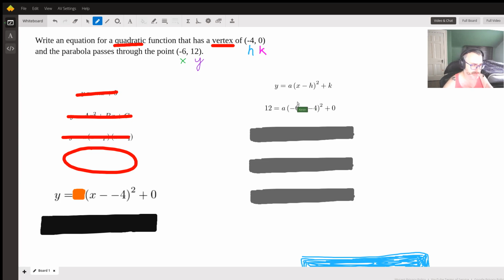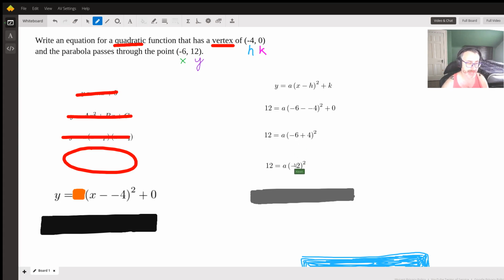So first, let's simplify this mess up a little bit. Minus -4, well, we really just mean +4. And +0 never needs to be written at all. So we've already simplified this down to 12 equals a groups of the quantity -6 plus 4 squared. -6 plus 4 is -2. And then -2 squared is +4.